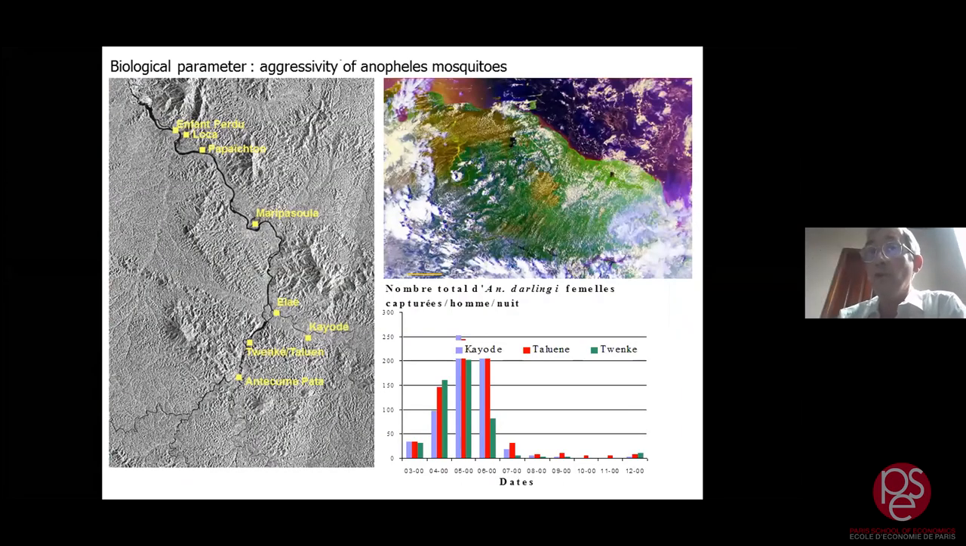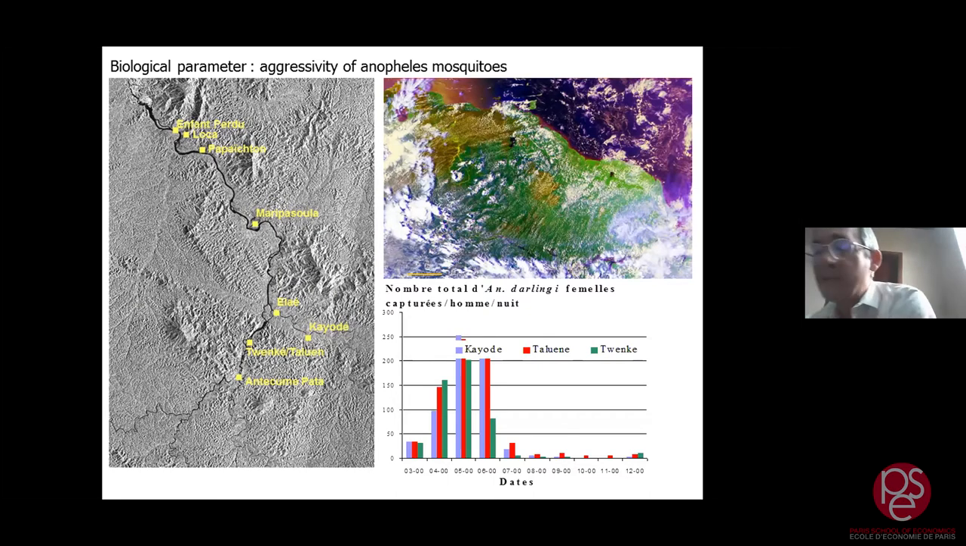Also in the field of biological parameters, I wanted to show something from the animal world, which is the aggressivity of Anopheles mosquitoes, which are the transmitters of malaria. So it's important in some places. This is the border between French Guiana and Suriname. This is Amazonia. There are some villages here, and I wanted to show a work done by a student a few years ago, which consisted in looking for an indicator which we were able to measure by satellite and to correlate with what they call the aggressivity of mosquitoes.